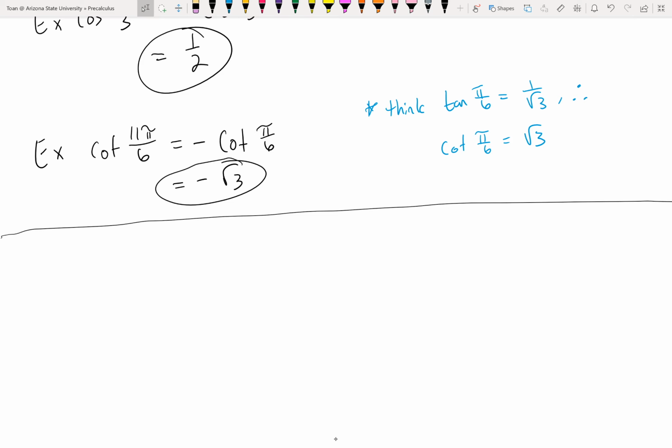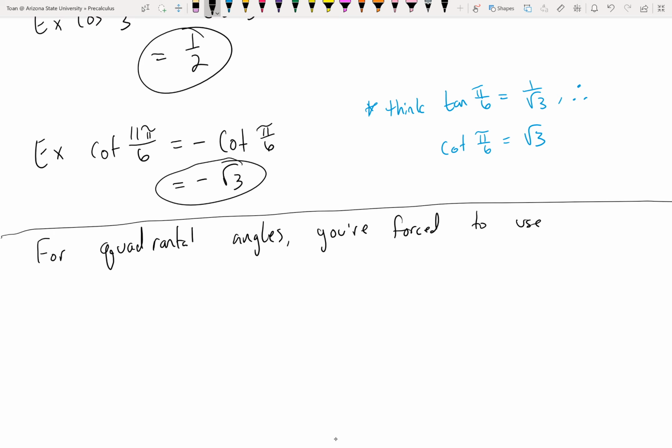There is one drawback, though, and that's finding trig ratios of quadrantal angles, angles that are on the axes. For quadrantal angles, you're really forced to use the unit circle. But you don't have to remember the whole unit circle. You just have to remember the quadrantal angles. Knowing that the radius is 1, it's pretty easy to figure out because it's just like regular coordinate systems. And you just have to remember, x is cosine, y is sine, and tangent is y over x.